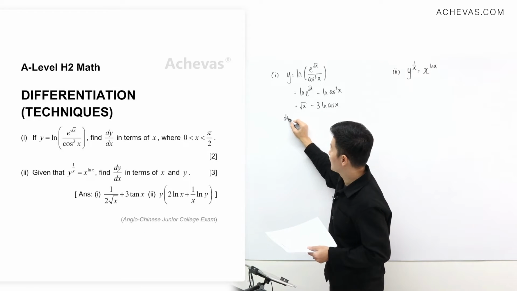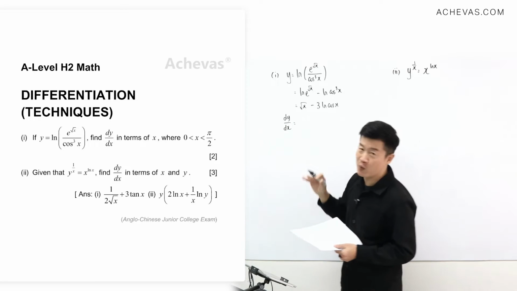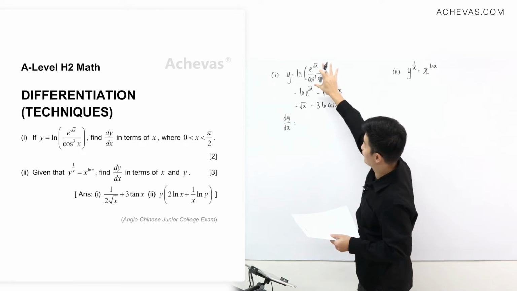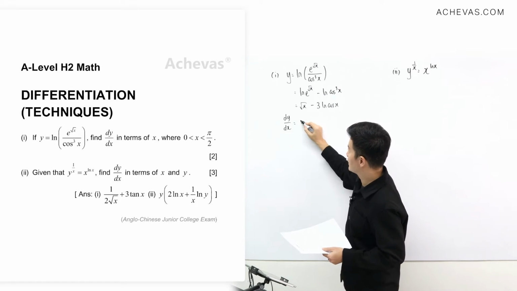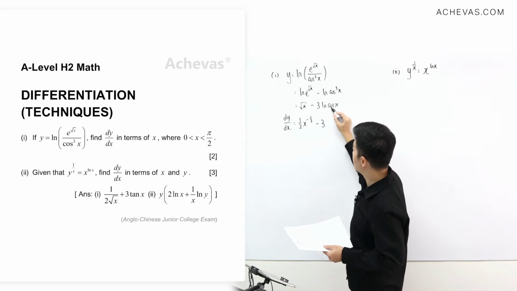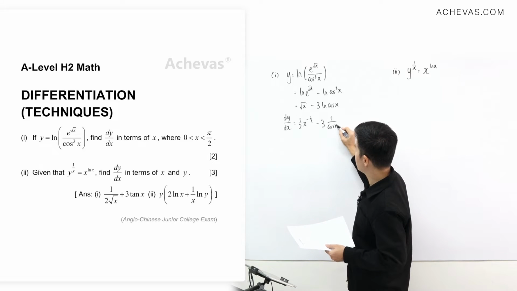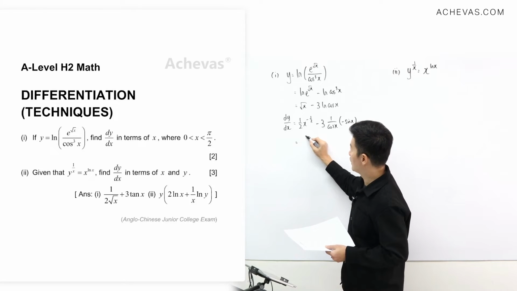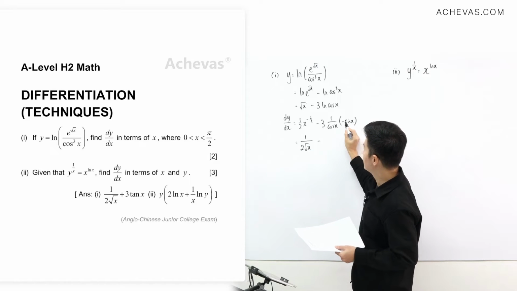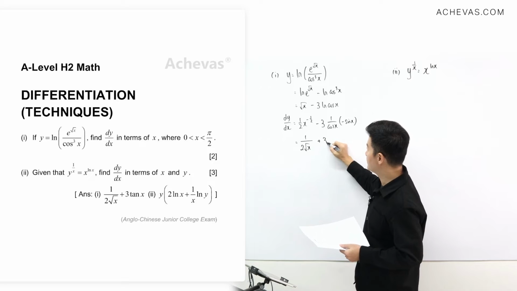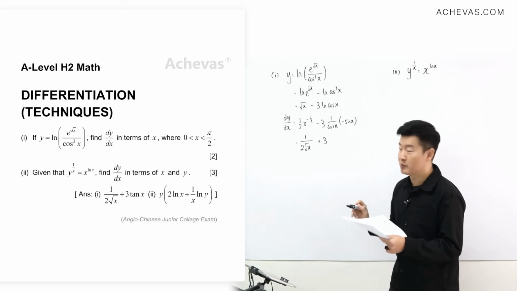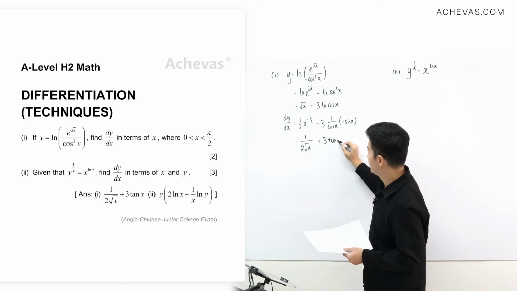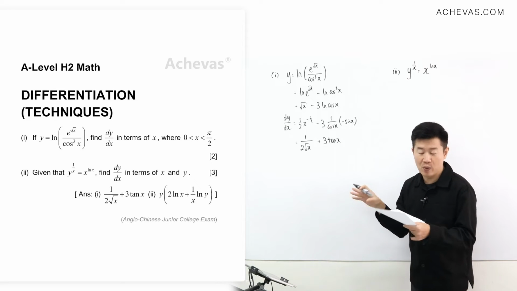And now I'm going to start differentiating. Okay, it is going to be way easier to differentiate this instead of differentiating this. So for this, it is going to be half, then x to the power of minus half, minus 3, this is going to be 1 over cosine x. Differentiating cosine x is minus sine x. So our answer is going to be 1 over 2 square root of x plus, then 3 times sine over cosine, this is going to be tangent. So 3 times tangent x. This is going to be for part 1.